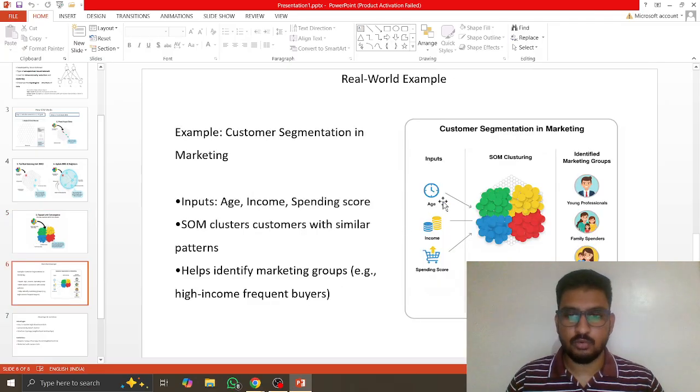For example, we have inputs such as age, income, and spending score. When we provide this input data to the SOM, it learns through the data according to the person's age, income, and spending score. It calculates the distance according to the input and forms clusters, and the output will be like young professionals, families, and big spenders. The data we provide does not have any labels. It understands by the patterns only, so it is helpful for customer segmentation in marketing.